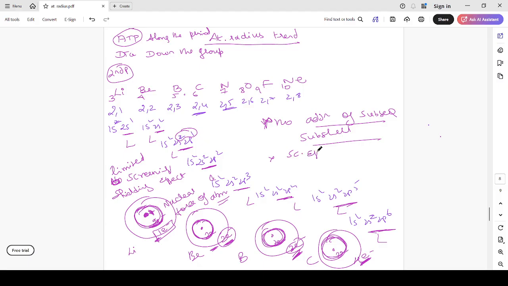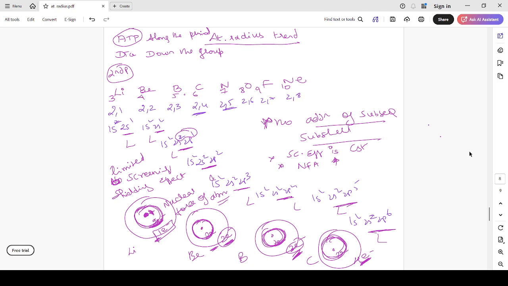So along the period I move, I can understand no addition of a subsequent shell has happened. Also, the screening effect is constant here, isn't it? It's constant. 2 electrons only are there. So therefore, what happened? The nuclear force of attraction gradually increases. Slowly it is increasing. Why, ma'am? If it is constant, don't you think the nuclear force of attraction should also be constant?